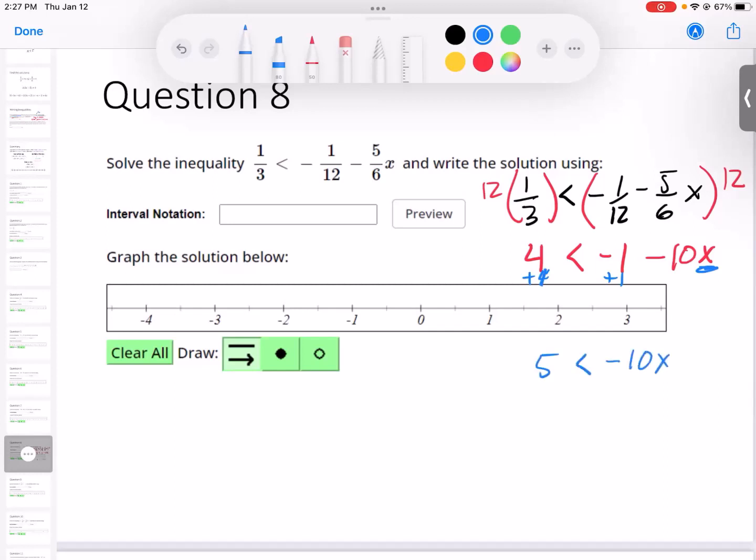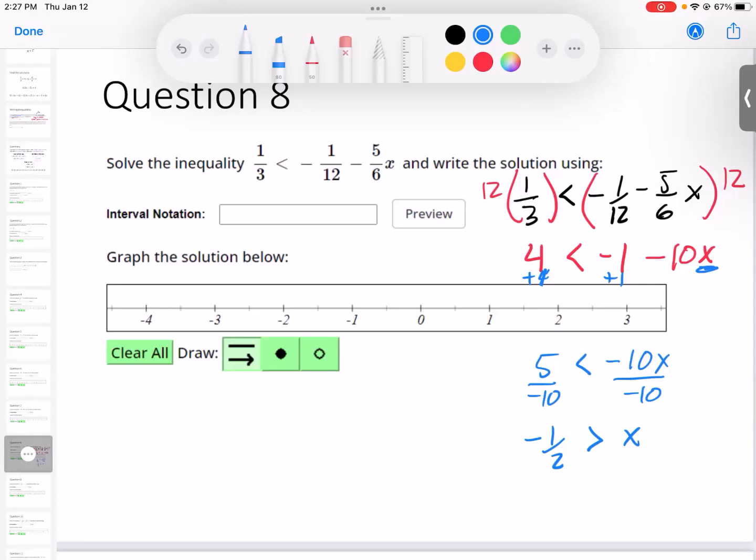And then to get rid of the -10, I'm going to divide by -10. And this is where I need to flip the inequality because I'm dividing both sides by a negative. So since I'm dividing both sides by a negative, I get -1/2 is greater than x. So notice that this sign changed to be a greater than sign. And then they want me to answer this problem on a number line as well as with interval notation.